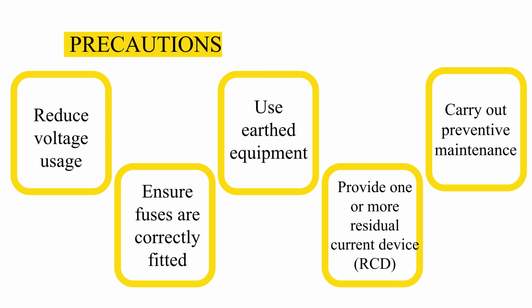Fourth, provide one or more residual current devices (RCD). RCDs are mandatory on all circuits supplying portable equipment and on certain other circuits where the hazard of electricity is exacerbated by the proximity of water. An RCD is a device which detects some, but not all, faults in the electrical system and rapidly switches off the supply. Fifth, and the last one, is to carry out preventative maintenance. All electrical equipment and installations should be maintained to prevent danger. Ensure that people who are working with electricity are competent to do the job.